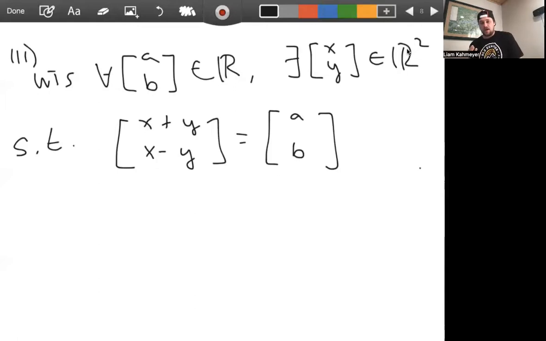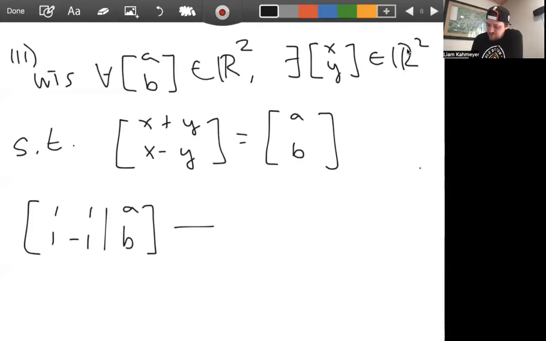It means that every element of R2 is hit under this map, basically. If you're thinking about the second R2 as being the target, right? Well, so what that means is, does this system have a solution for all values a and b? To find if it has a solution for all values a and b, we have to set up the augmented matrix corresponding to this system, which would be 1, 1, 1, negative 1, a, b.